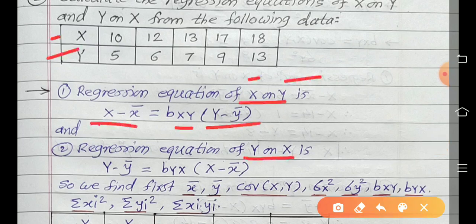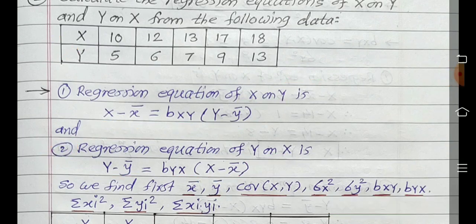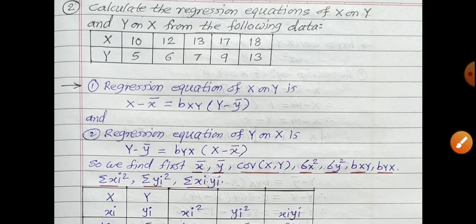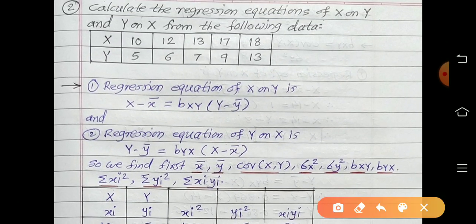So x minus x bar equals bxy into y minus y bar, and the second regression equation, y on x: y is on the left hand side, that's why y minus y bar equals byx into x minus x bar. What is not given? In the table only x and y variables are given, but according to these two formulas, what do we want? We want the values of x bar, y bar and bxy. So first of all we find x bar, y bar.